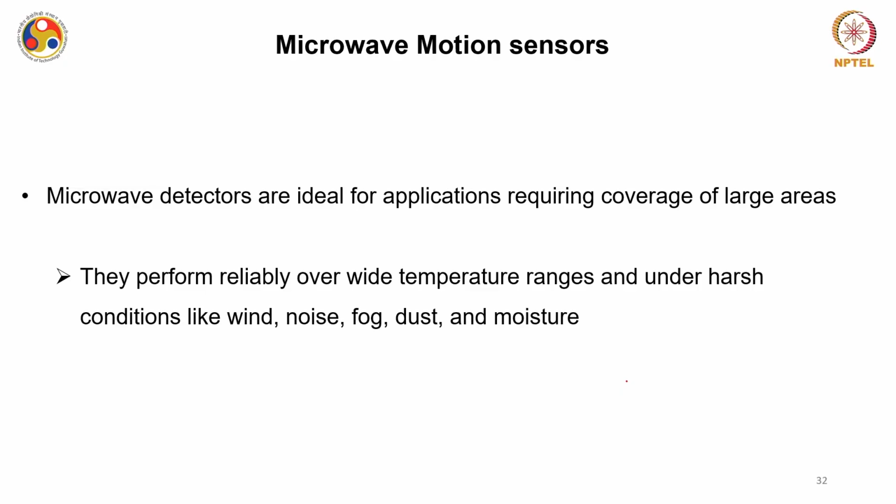Okay, and they are less effective when you work in an open ambient as well as a noisy ambient, because ultrasound waves are low frequency waves and can interact with the ambient. That's why we have other kinds of detectors in place, like microwave motion sensors. Microwave detectors are ideal for applications which require coverage of large areas. They perform reliably over wide temperature ranges and under harsh conditions like harsh wind, noisy fog conditions, dusty ambients, as well as high humidity conditions.